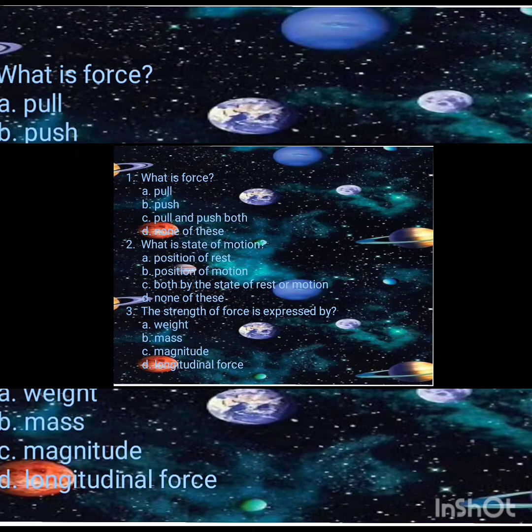Third one, the strength of force is expressed by A. Weight, B. Mass, C. Magnitude, and D. Yes. So what's the correct answer? It's C. Magnitude.